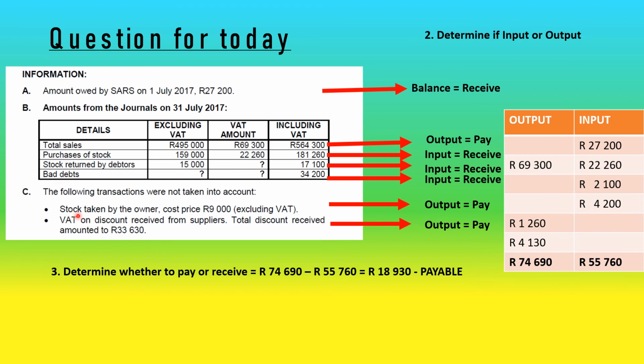Right, now you've got stock taken by the owner at cost price. So now, if you took stock home for your personal use, that means if you look on this purchase of stock, we've had an input.